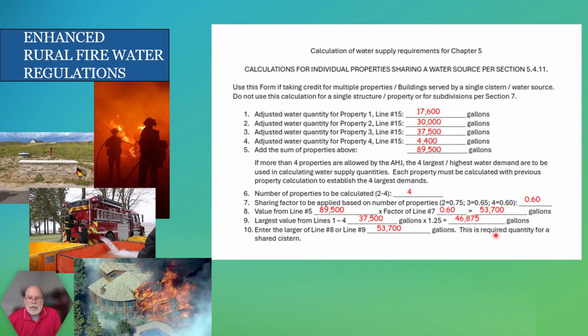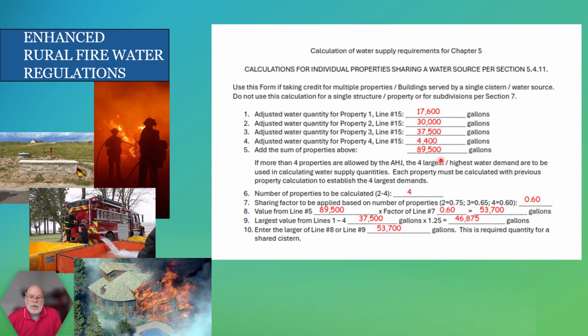So when we calculate this out, we come up with a final number. So you'll see in this case, the adjusted number says that we're going to need 53,700 gallons, okay, which is less than the 89,500 gallons that would have otherwise been required for all 4 properties.